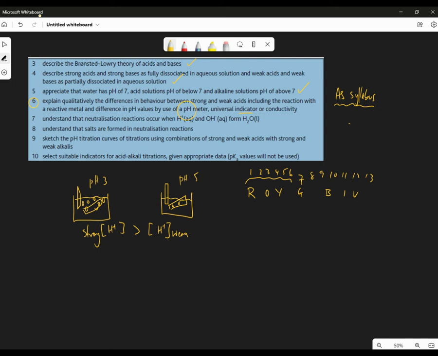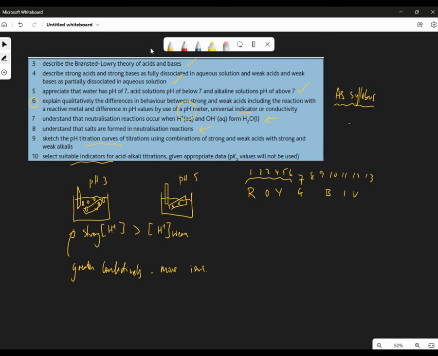So we know that. Conductivity, obviously a strong acid is going to have a greater conductivity, because there's more ions. All right, there's literally more ions around because it's strong. Okay, understand that neutralization occurs between that and that. I think we're good with that. H+ and OH-. Understand that salts are formed in neutralization. I think we're good with that. Now, this is the bit specifically, titration curves and indicators. Okay, so that's what I'm going to look at now.